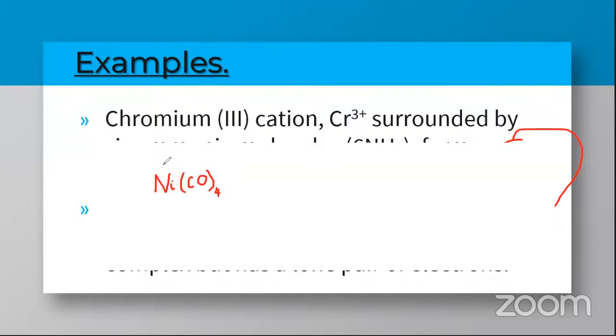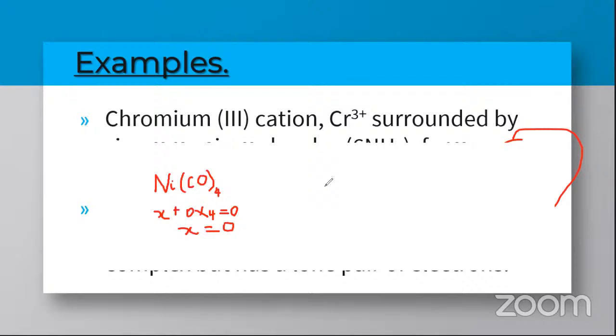If I'm looking for the oxidation state of nickel, I'll call it X, then plus, a carbonyl is a neutral ligand, so it has no charge also, so it will be X plus 4 times 0, which gives us the net charge of 0 because there is no charge. Then we carry out the calculation, which gives us X as 0.